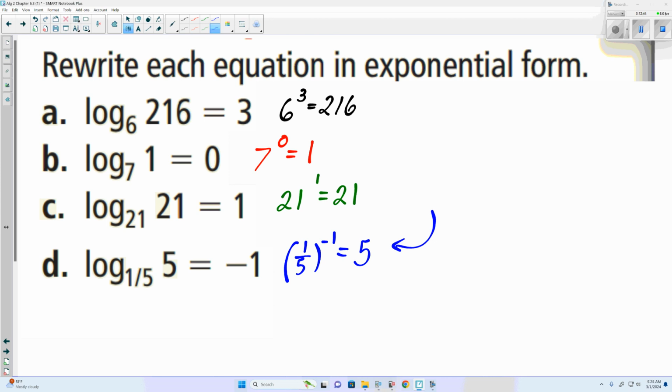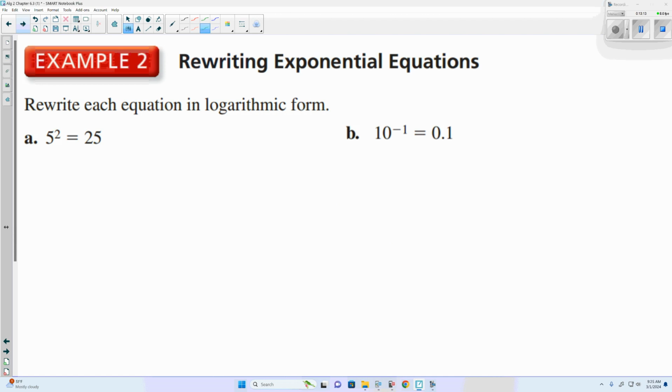Does that make sense? At this point, we're not really trying to do anything with it. We're just trying to get used to being able to go from logarithmic to exponential. Because if we're trying to solve this, 1/5 to the x is equal to 5, we need a way to solve for x and be able to go backwards. And that's actually the next part, is we're going backwards. Well, quote unquote backwards.